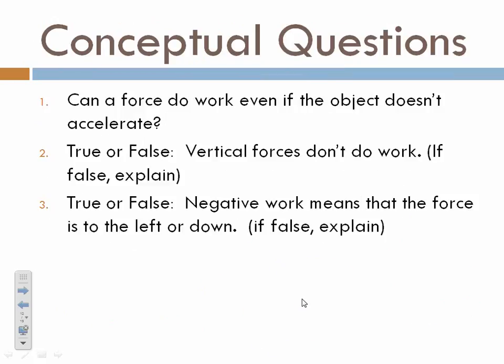So let's take a look at a few conceptual questions. In the first conceptual question, we say, can a force do work even if the object doesn't accelerate? Let's think about that for a second. If you want to, you could even pause the video.